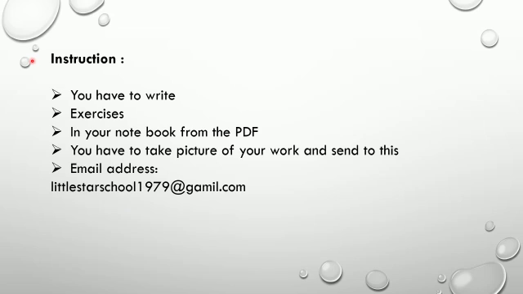Here comes the end of this chapter. Following instructions you have to follow. You have to write the exercise in your notebook from the PDF. You have to take a picture of your work and send this to the email address.